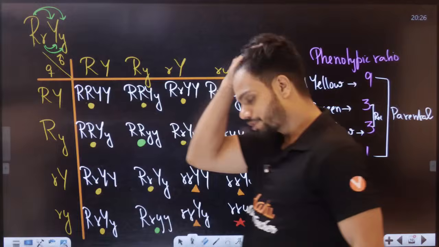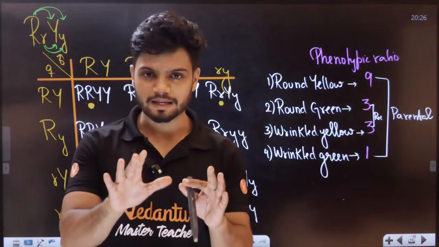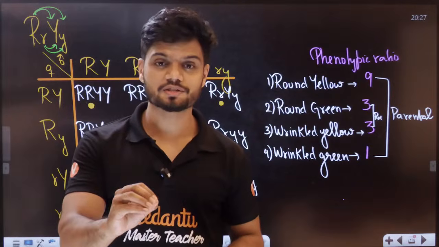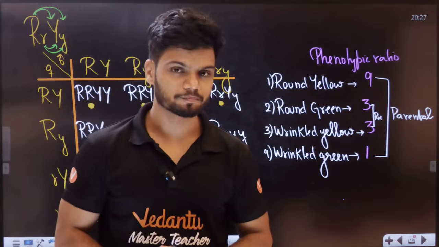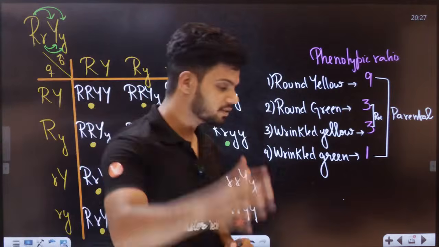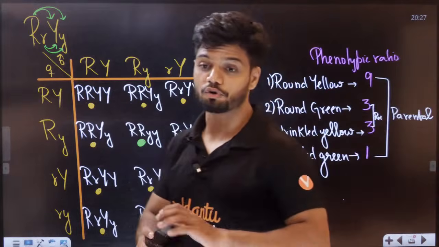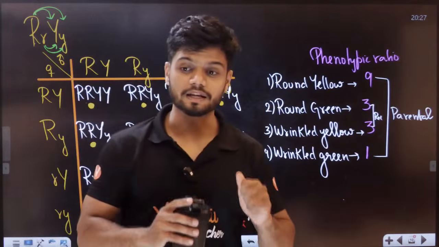Now, students, do you want a trick here? Because sometimes, by chance, if they ask you the genotypic ratio, do you want a trick? All of you in the chat, yes or no first? If you say no, I'll go ahead. If you say yes sir, I need a trick, then I'll give you a trick. How to find the genotypic ratio?